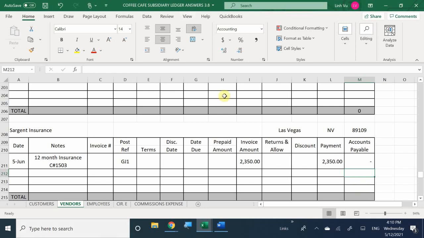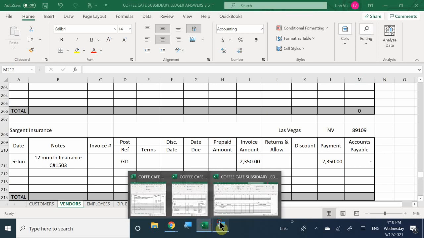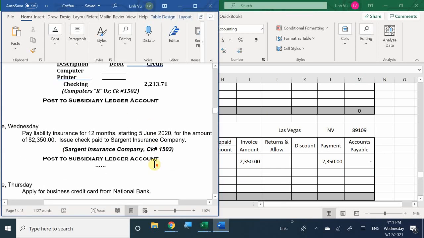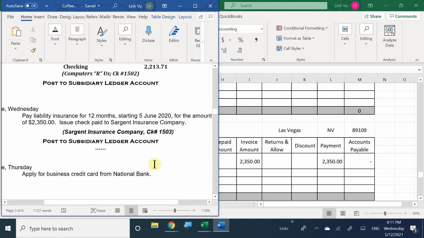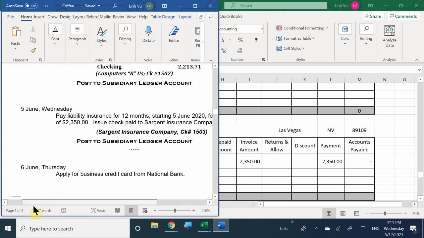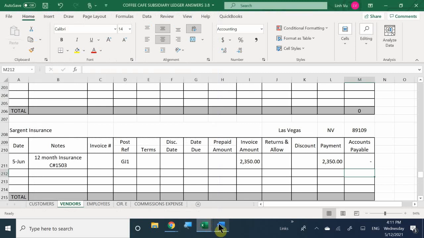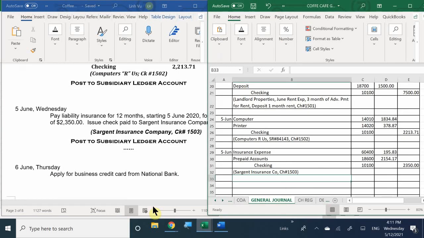Right. So once again, we completed our journal. We posted to the ledger and we updated the subsidiary ledger. All right. Everyone good so far? So now we have completed our transaction and we are done with the day. Okay. We updated our check register, so that's good to go. So let's see what has happened on Thursday, June 6th.